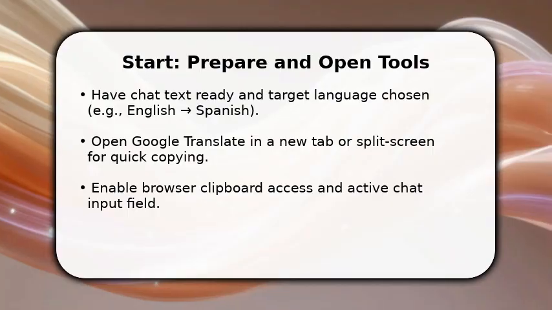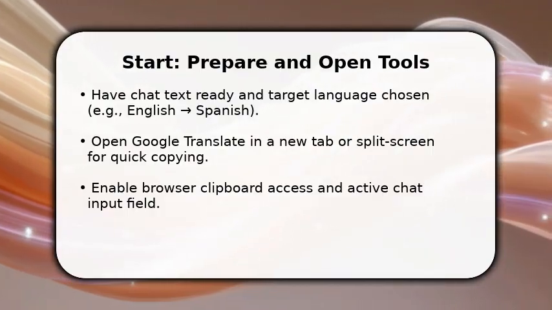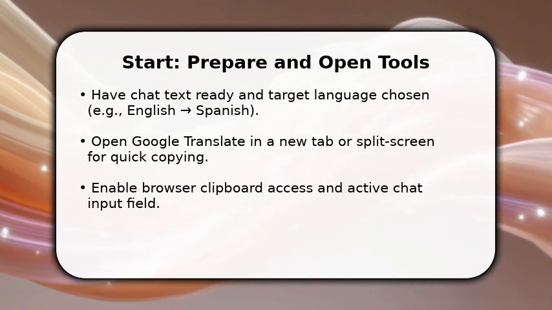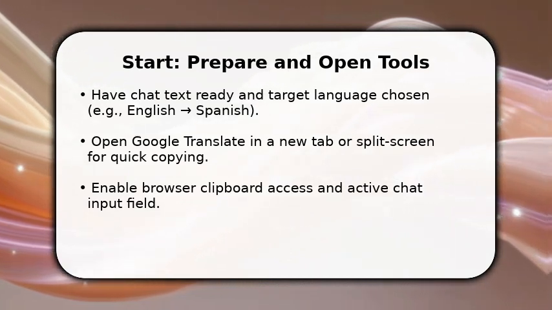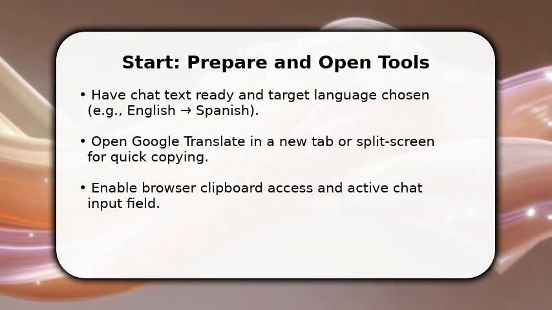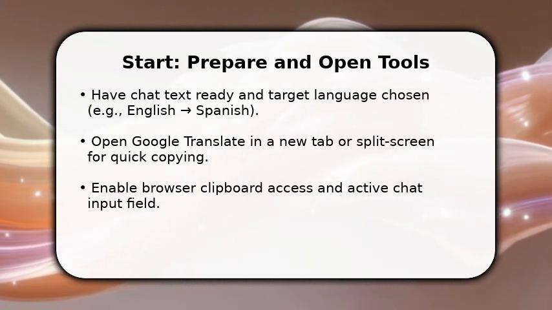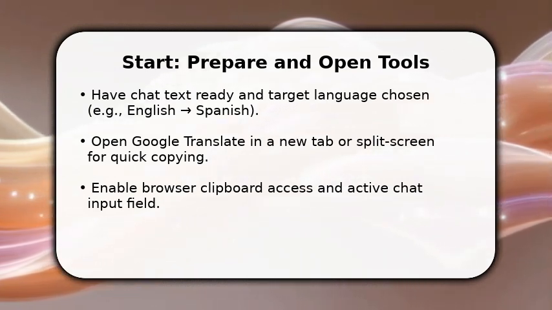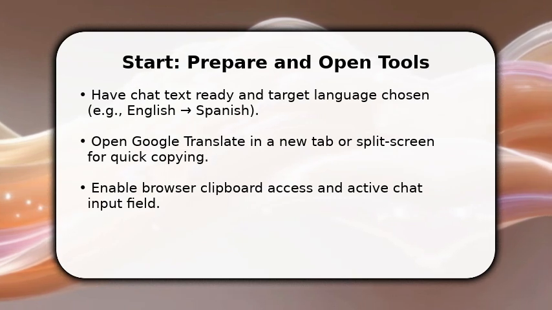Enjoy the video. You already have the chat and target language in mind. Now act. Open Google Translate and set source and target. Copy the segment of chat you want translated, then paste into Translate so you can see an instant result. Once done, review the translation for tone and key terms before sending back.